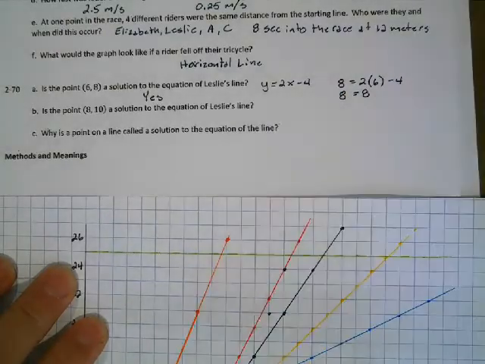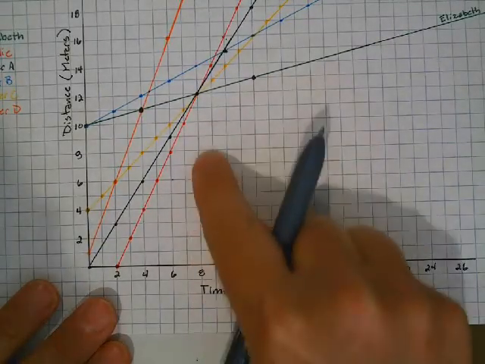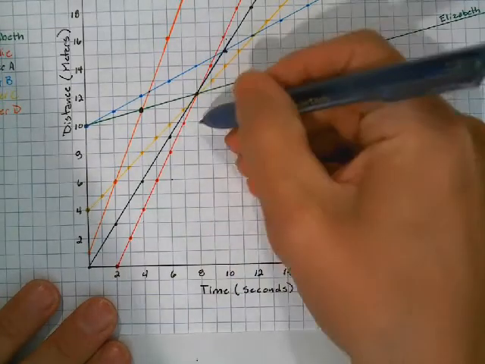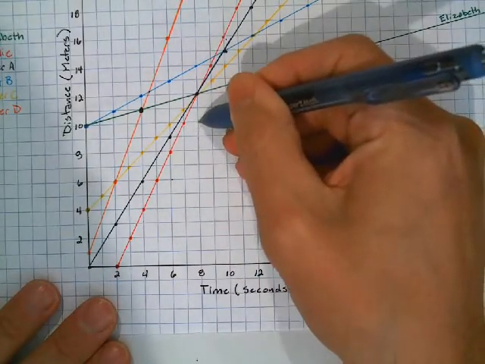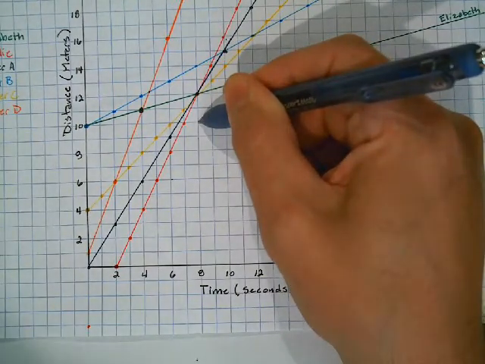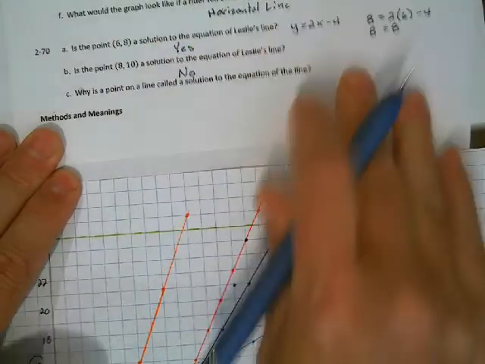All right, let's look at the point 8, 10. Let's start with the graph. 8, and then going up to 10. 8, 10 looks like it's right here. And it does not look like Leslie's line goes through that point. So we would say, no, it's not a solution.